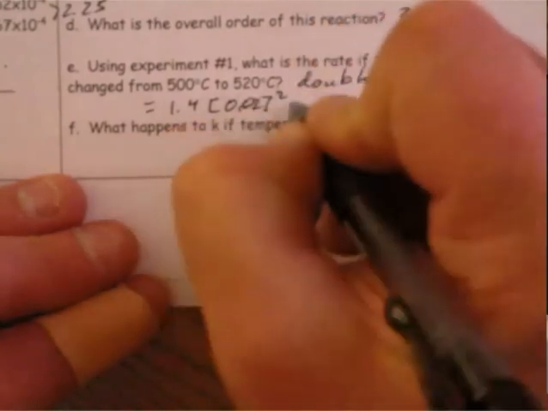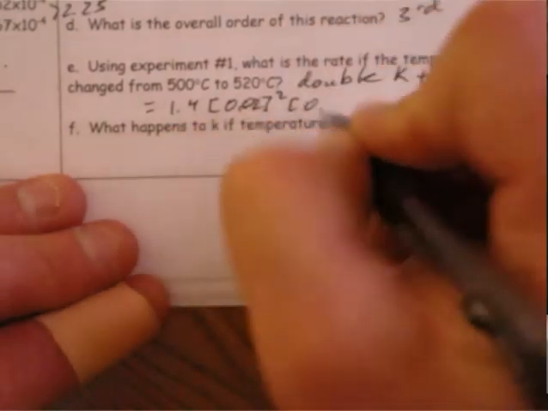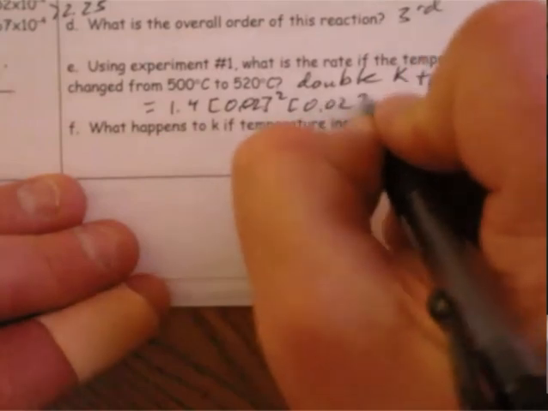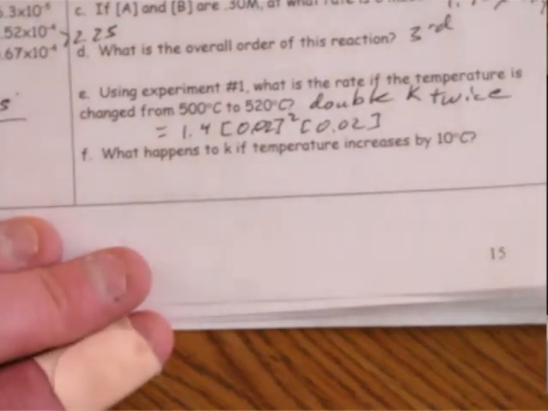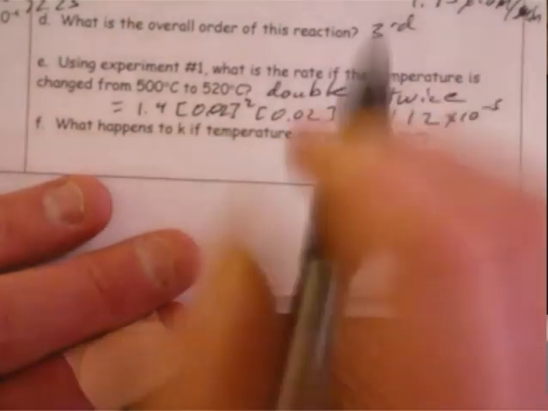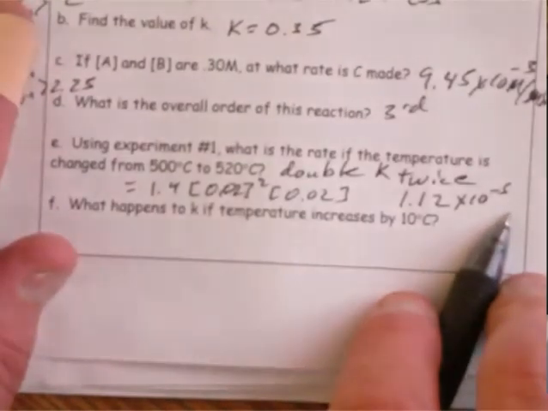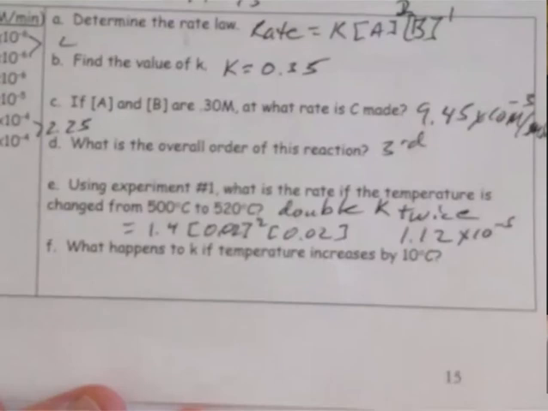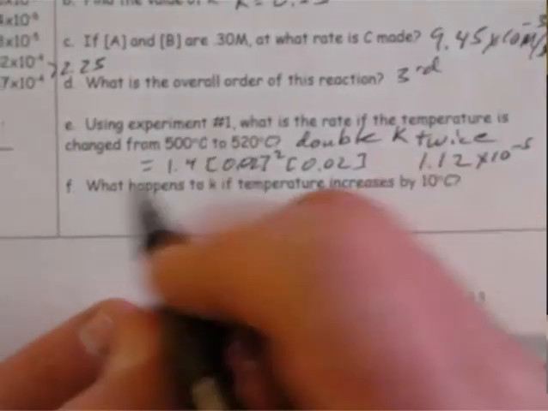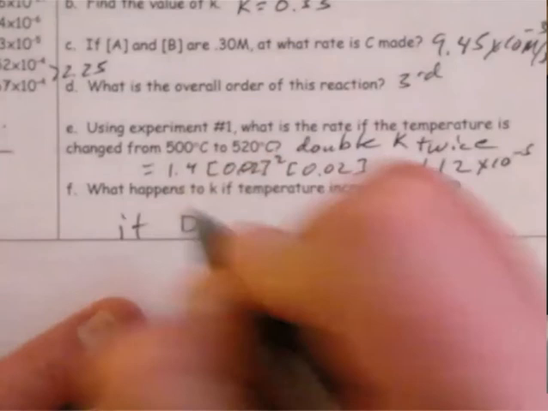So that means for trial 1, we have the rate equals 1.4 times 0.02 squared, 0.02 to the first. 1.4 times 0.02 squared times 0.02. That'd be 1.12 times 10 to the negative 5th. Still much faster. What happens to K if you increase the temperature by 10 degrees? You double it, roughly.